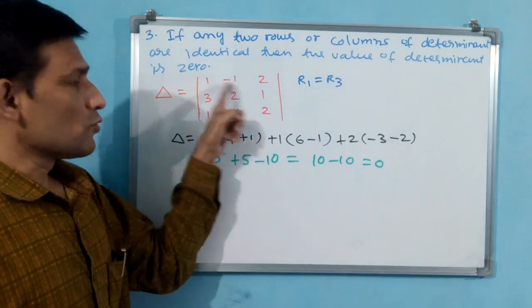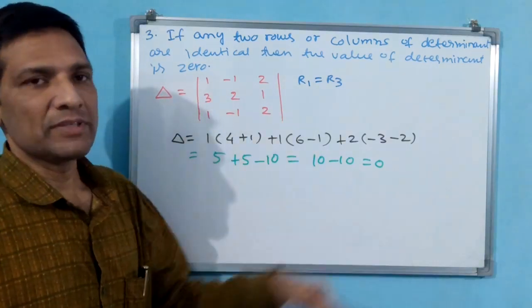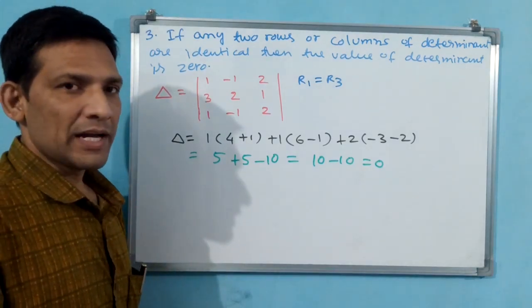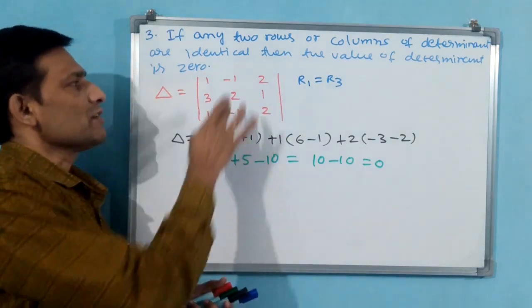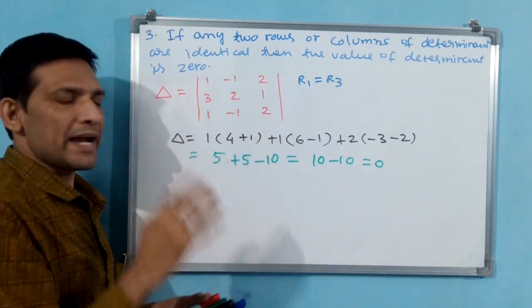Why? Two rows are identical here. Two rows are identical, then the value of the determinant is 0. That's all. Any two rows or two columns should not be identical. Here R1 and R3. See, not only R1 and R3, even R1 is equal to R2, and R2 is equal to R3 also. Two rows are identical.